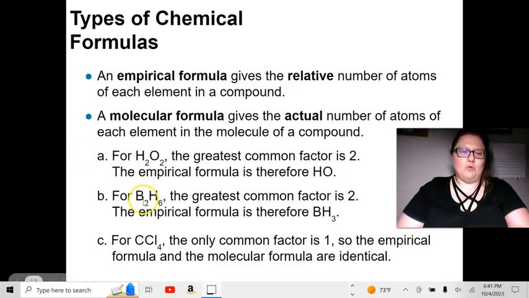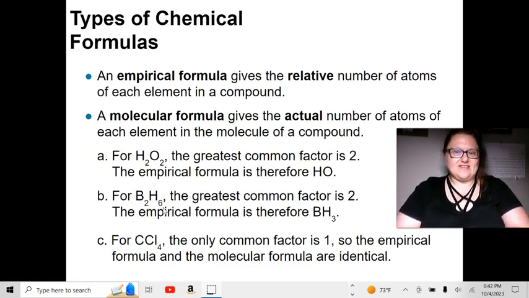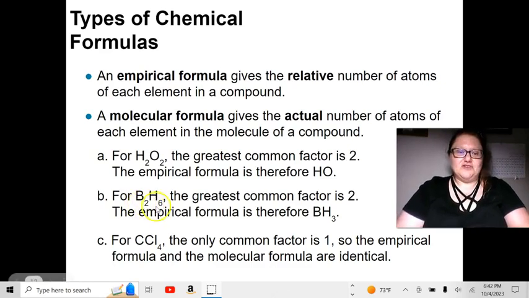Okay, let's look at the next one. So the next one we have boron. We have 2 atoms and 6 hydrogens connected together. That's that particular substance, its formula. Can we reduce this? Yes, I can reduce both of these numbers, the 2 and the 6, by 2. So when I divide 2 by 2, I'll get 1. So here's my 1 boron. When I divide the 6 by 2, I'll get 3. Here's 3 hydrogen. So the molecular formula is B2H6. The empirical would be BH3.